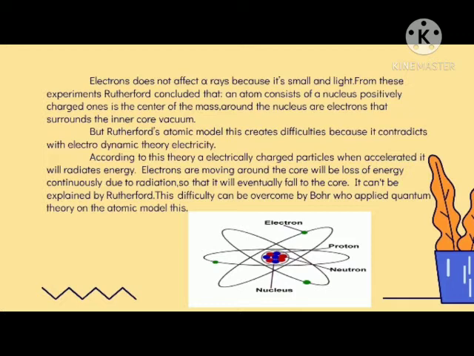According to this theory, an electrically charged particle, when accelerated, will radiate energy. Electrons moving around the core would lose energy continuously due to radiation, so that they would eventually fall into the core. This cannot be explained by Rutherford. This difficulty was overcome by Bohr, who applied quantum theory to the atomic model.